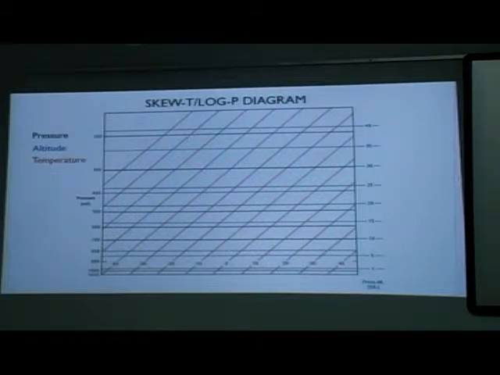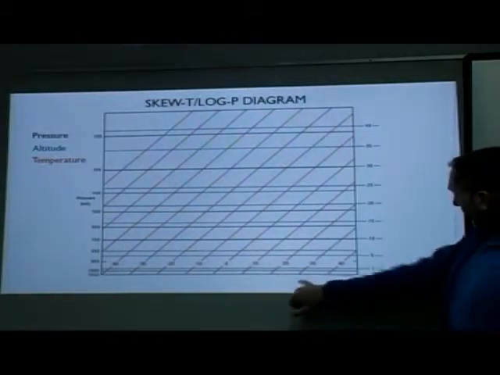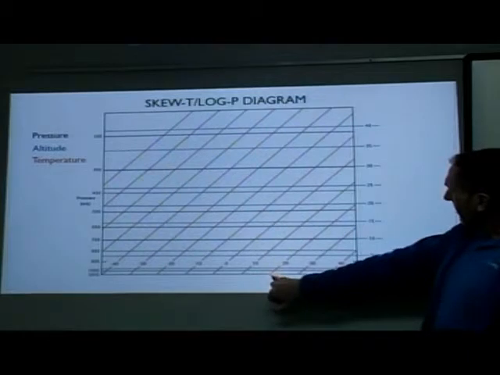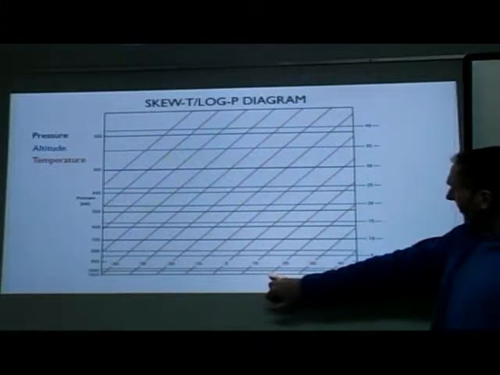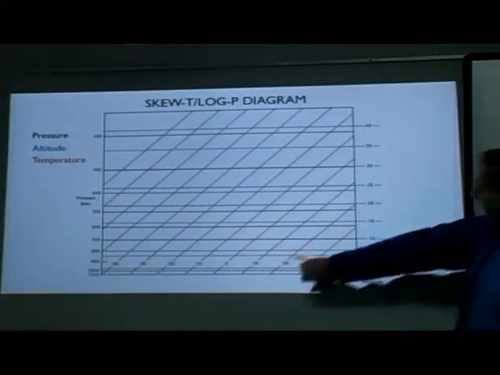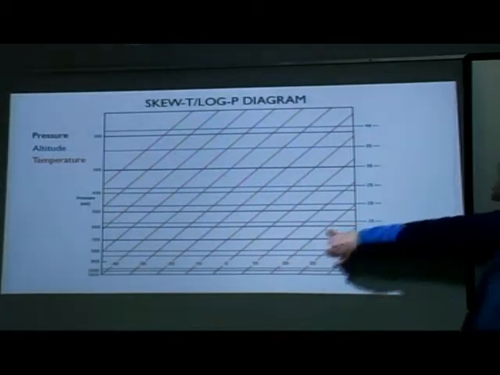Okay, so the temperature lines are in red here. If I was at sea level at 20 degrees, and I want to plot 20 degrees at 20,000 feet, that would be that point there. It used to go straight up, now it's skewed over. So this is a constant temperature line. That's a constant temperature line.